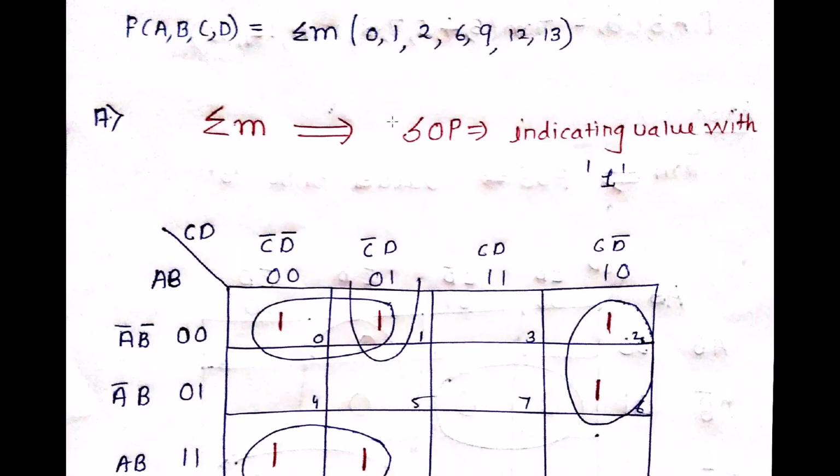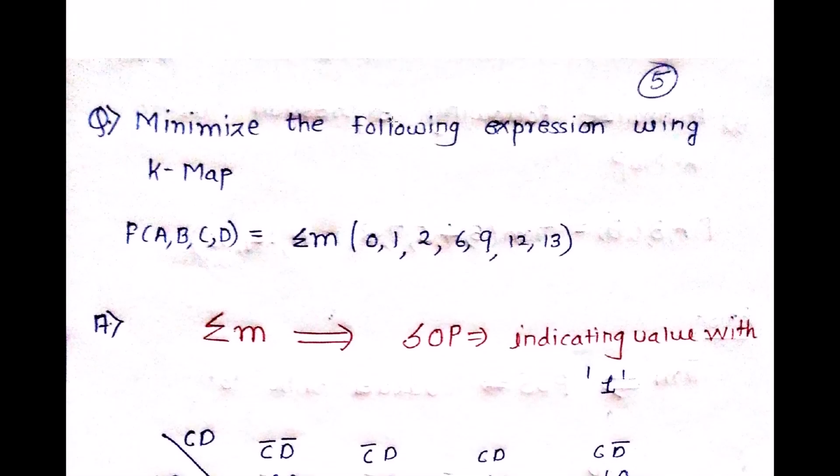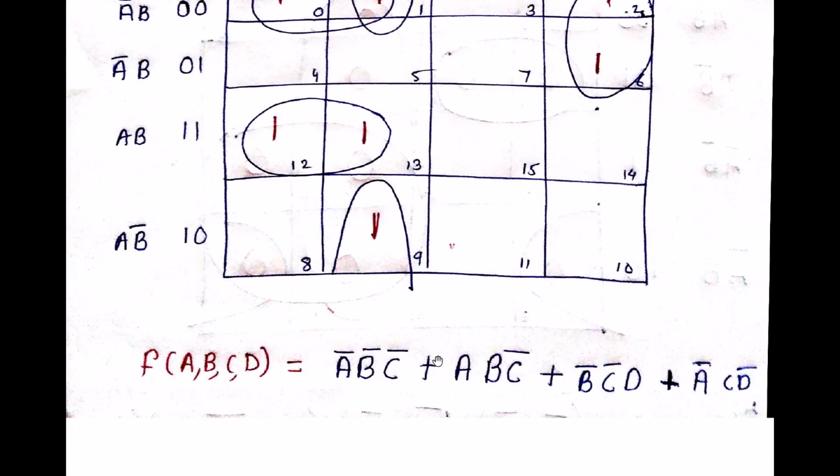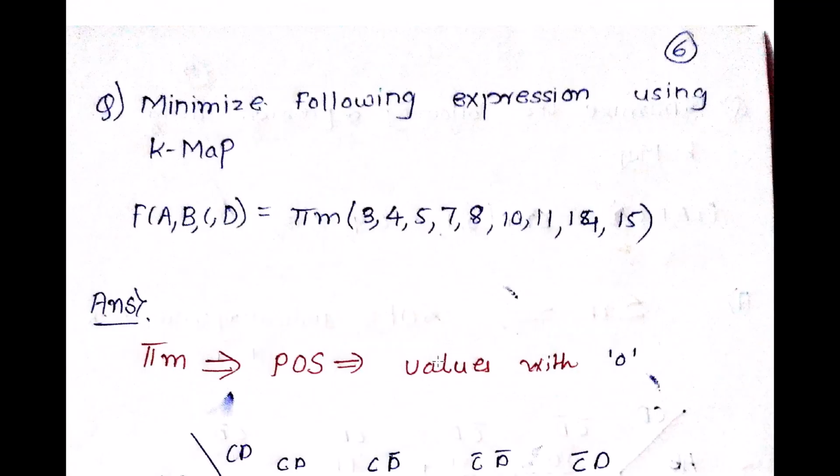So you should know, in order to reduce a given function, for example, a 4 variable function ABCD, which is given in the form of summation of m, that is sum of products, you put it onto a particular table, and reduce that table to a given expression. I hope I'm very clear with this. Next, minimize the following expression using a KMAP.